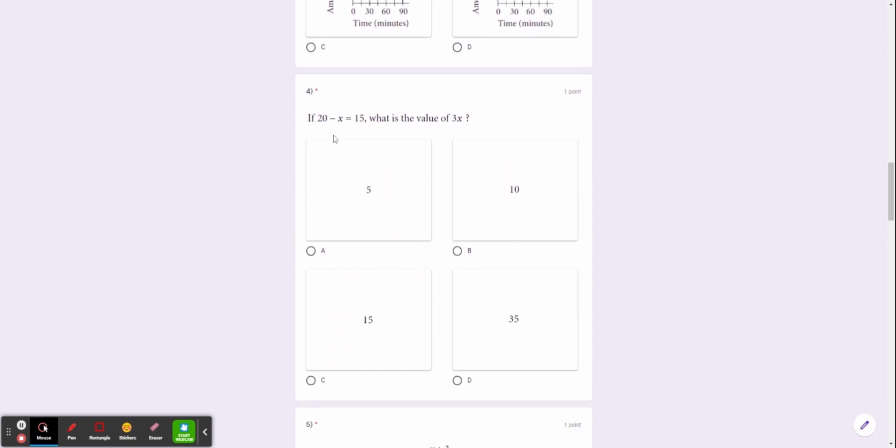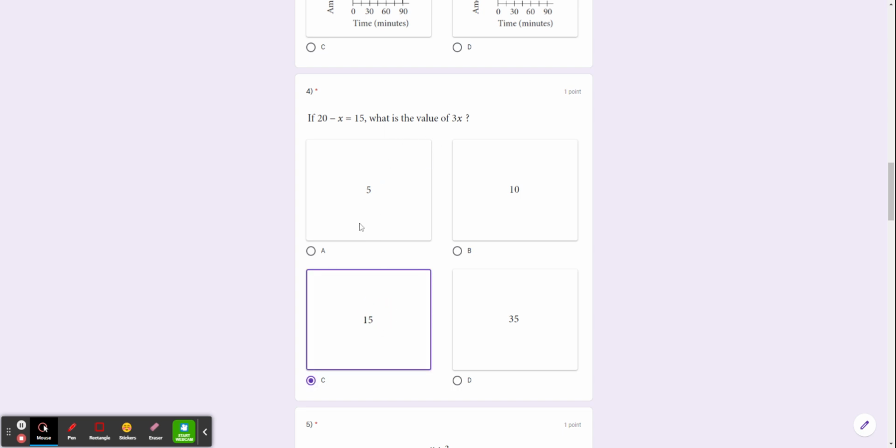Okay, so for 4, 20 minus x equals 15. What is the value of 3x? So we need to solve for the value of x first. So I need to subtract my 20 across, which gives me negative x equals negative 5, and then divide everybody by negative 1. So x is equal to 5. And if you notice, that's a choice right here, choice A. But that's not what the question is asking. The question is saying what's the value of 3x? So if x is 5, 3x is 15.